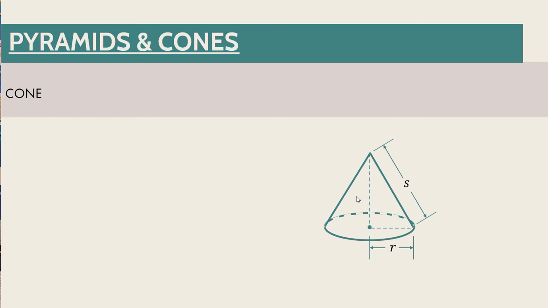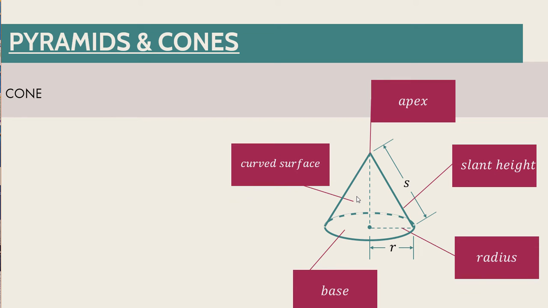Moving on to the cone. In the cone, we have the curved surface, the base, the radius, the slant height, and the apex. We have already learned this in some lesson, like two or one months ago, when we learned about the surface area.